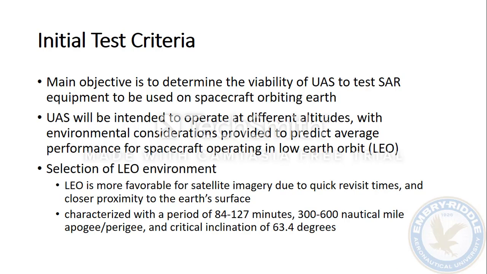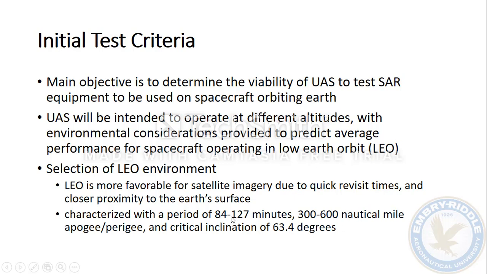The main objective is to determine the viability of the SAR equipment being tested on an unmanned aerial system, or a UAV, to be used for spacecraft later on. It's intended to be operated at different altitudes, and LEO, low Earth orbit, is an orbit that I chose to use because it's more favorable for satellite imagery based off the quick revisit times and relatively short period and close proximity to the Earth's surface, as opposed to something like a highly elliptical Earth orbit, HEO.